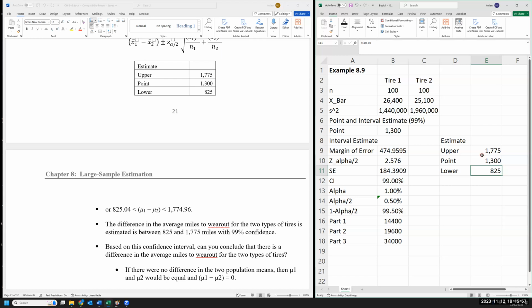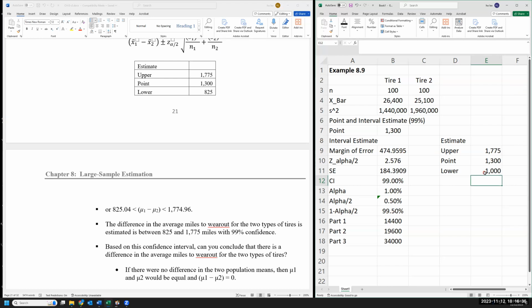Okay. Now, let's say the lower was below 1. So it's like negative 1,000. What that means is that with 99% certainty, the difference ranges from tire 1 lasting less than tire 2 to tire 1 lasting more than tire 2. Remember, the difference is negative to positive. So if someone asks, well, can you really tell me if tire 1 will last longer or tire 2 will last longer? I would say, no, I can't.